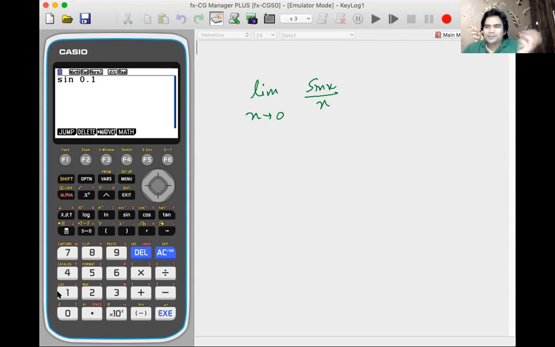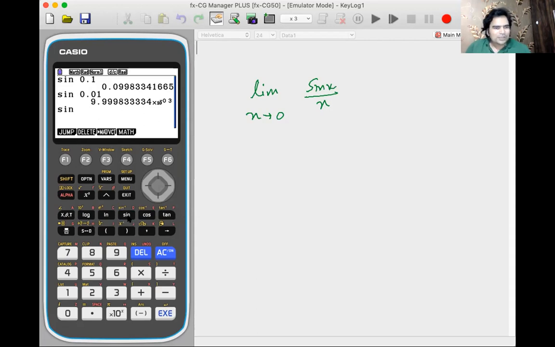The sine ratio value will also be close to 0.1, because it's like 0.0999. If you round it to one decimal place, it comes to 0.1. Similarly, let's find the value of sine 0.01. It's pretty close to 0.01 again, because it's approximately 0.0099, and if you round off, it'll be 0.01.